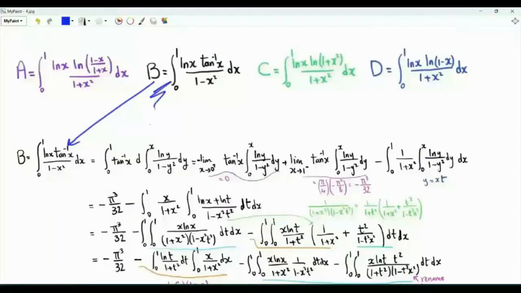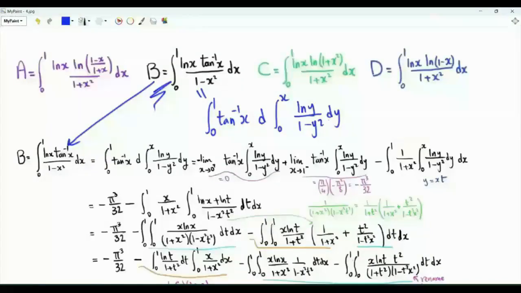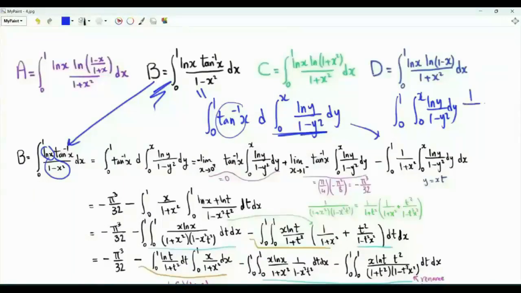Now we start with the second guy, this integral. Again, we do integration by parts. We write b as the integral from 0 to 1 tan inverse x d, and then we put here the integral from 0 to x ln y over 1 minus y squared dy. Applying the rule for differentiation under the integral sign, this will give us the natural logarithm of x divided by 1 minus x squared. We get the integral from 0 to 1, then integral from 0 to x ln y over 1 minus y squared dy. We need to differentiate this guy. That's 1 over 1 plus x squared.